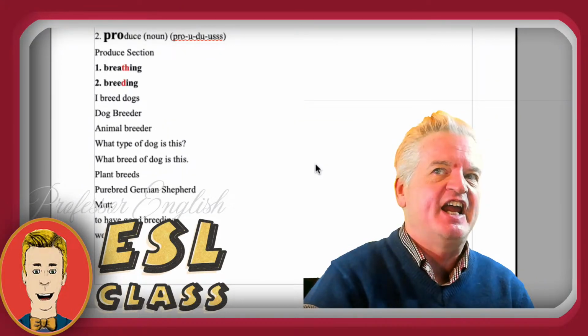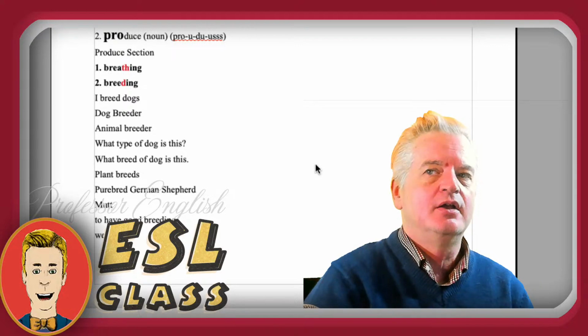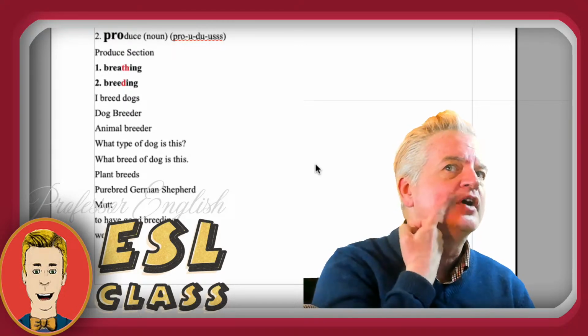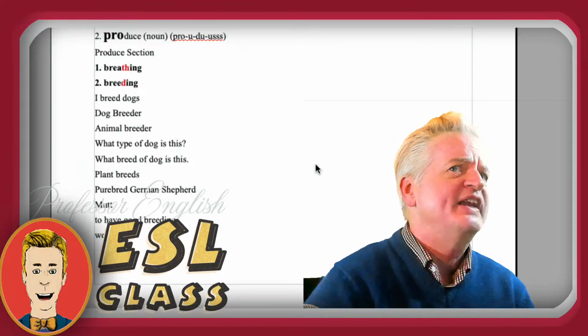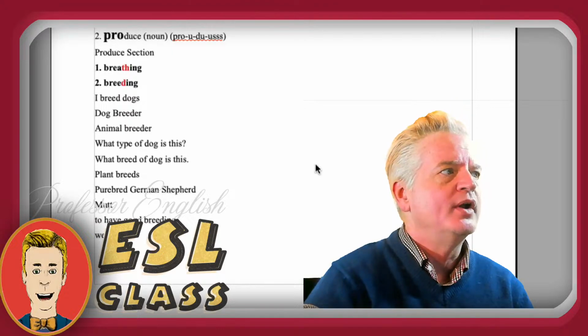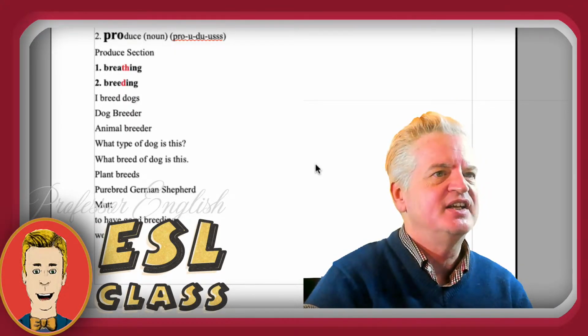But you can see my tongue when I say number 1. Breathing. See where my tongue is? But when you say number 2, the tongue is up here in the back of the mouth. Breeding. You don't see my tongue because it's up here. Number 1, breathing. Number 2, breeding.